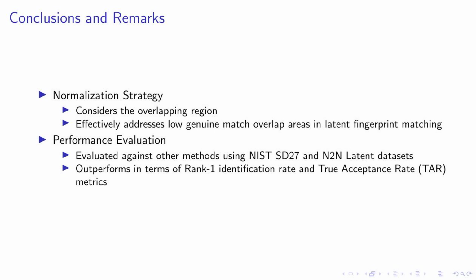In terms of performance evaluation, we've benchmarked our method against others using the NIST SD27 and N2N latent datasets. The results are promising. Our approach outperforms others in terms of rank 1 identification rate and true acceptance rate metrics. This means our method is not only more accurate, but also more reliable in accepting genuine matches. These findings open up new possibilities for the future of fingerprint identification, and we look forward to further refining our approach and exploring its potential applications.